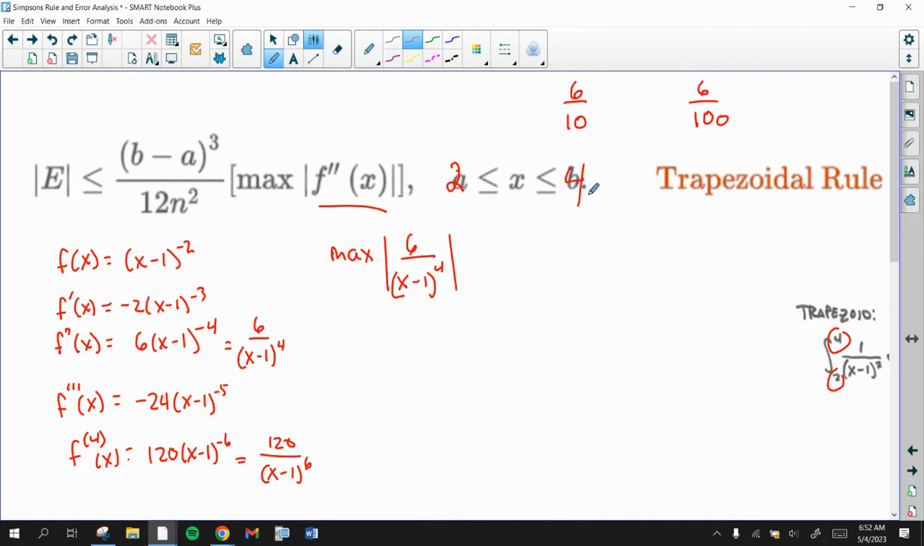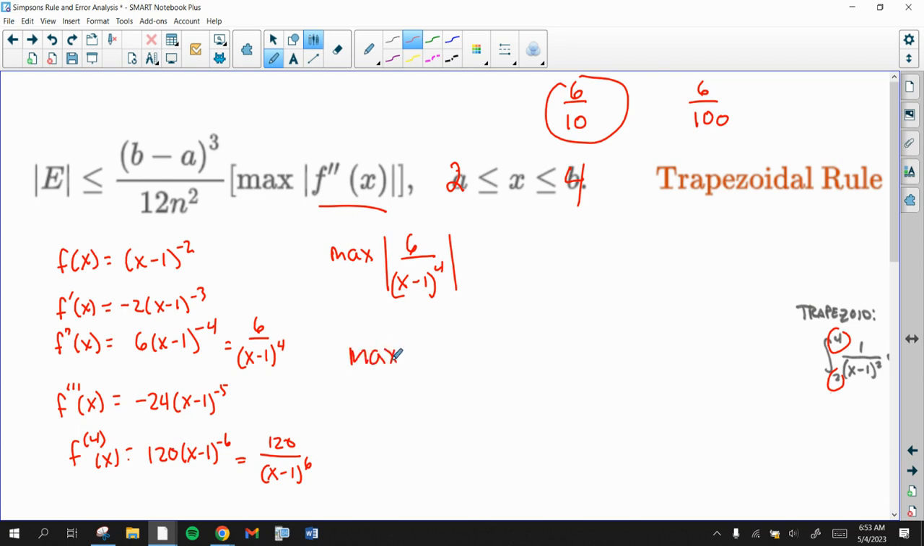So from 2 to 4, 2 minus 1 would be 1 to the 4th, as opposed to 4, which would be 4 minus 1, which would be 3 to the 4th. 4 would make the denominator much, much bigger. We want the denominator to be small because that would get us the maximum. Therefore, I'm going to plug in 2 for x, and that would give me the maximum value of this.